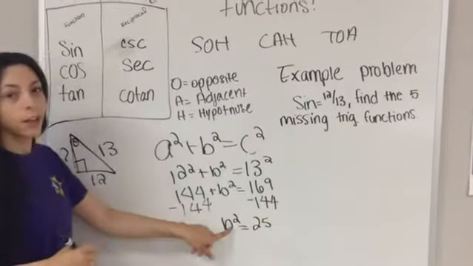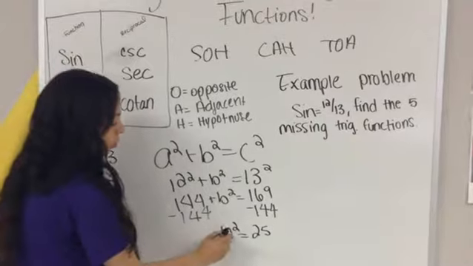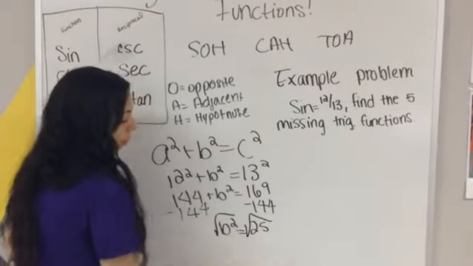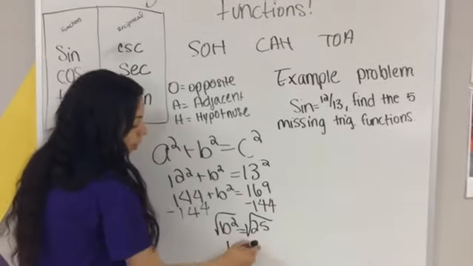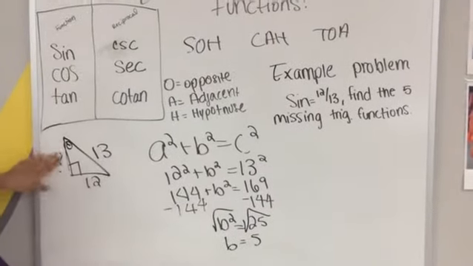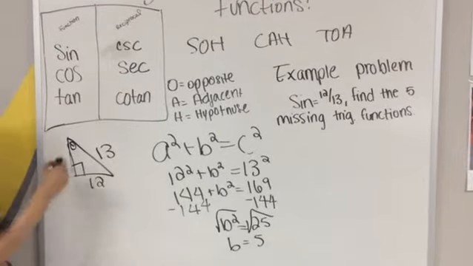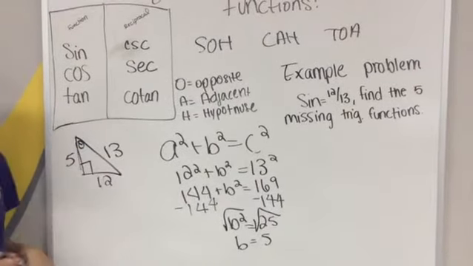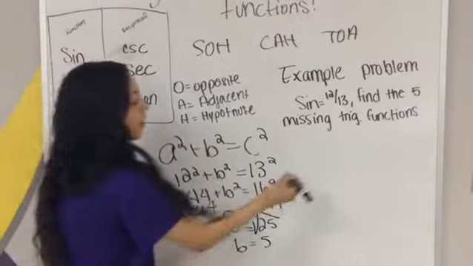Now to get rid of the square, all you have to do is square root it. Square root both sides. So you're left with b equals 5. And the b is adjacent. So you can get rid of the question mark because now you know that the adjacent side is 5. And now you can find all your 5 missing functions.